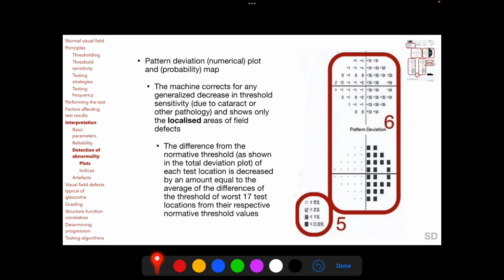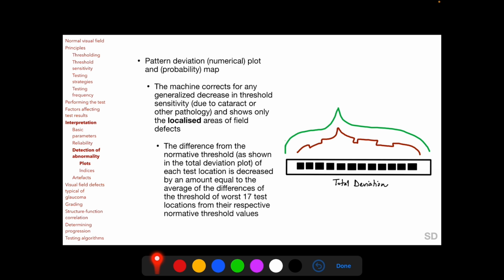Pattern deviation is given in this sector of the test result, and here also we have a numerical pattern deviation plot and a probability pattern deviation map. To generate the pattern deviation, the machine corrects for any generalized decrease in threshold sensitivity throughout the visual field due to cataract or other media abnormalities, and shows only localized areas of field defects, and this is very important to remember.